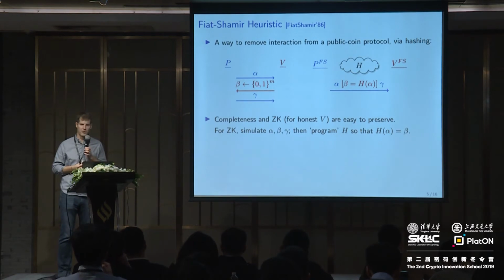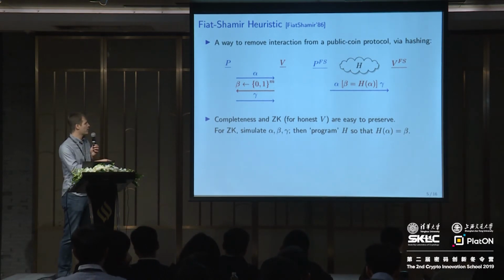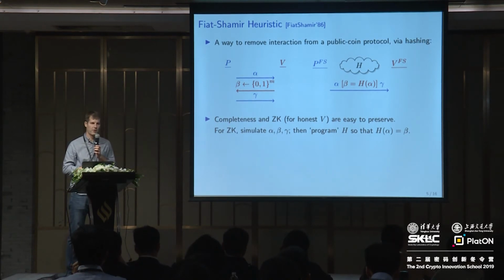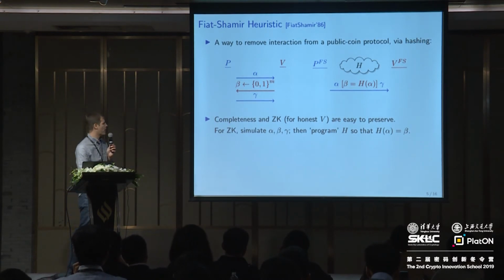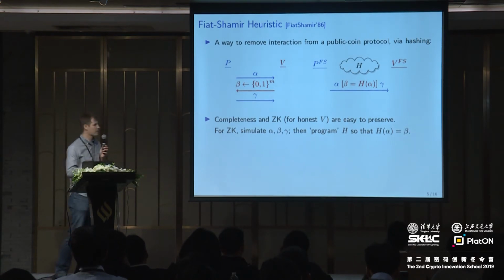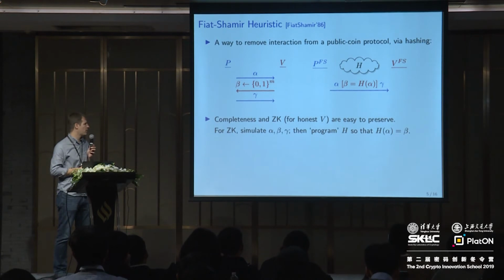Okay, so when you do this transformation, it turns out that completeness is easy to see preserved. If the prover can work in this interactive setting, it can certainly work in this setting as well. And it turns out that zero knowledge is also easy to preserve, or at least zero knowledge against an honest verifier is easy to preserve. For zero knowledge, basically what we would do is run the simulator for this protocol to get an alpha, beta, gamma transcript, and then we would just program the hash function so that it hashes alpha to beta. And there's an easy generic way to do that programming. You just need to program h at one point, so that's very easy to do. Okay, so completeness and zero knowledge are straightforward to preserve.